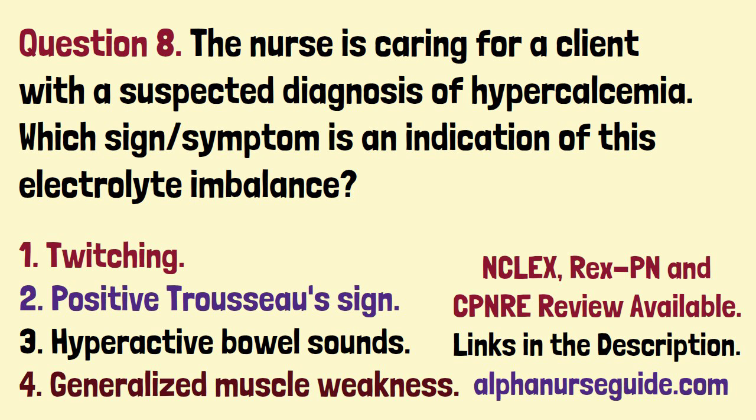The correct answer is 4. Generalized muscle weakness. Rationale: generalized muscle weakness is seen in clients with hypercalcemia. Twitching, positive Trousseau sign, and hyperactive bowel sounds are signs of hypocalcemia.